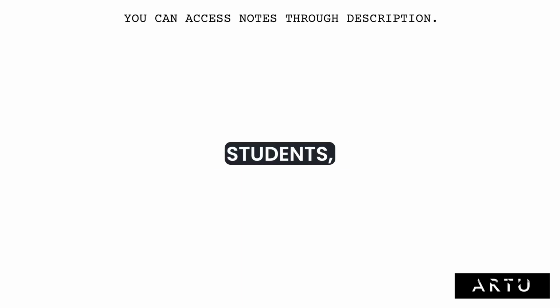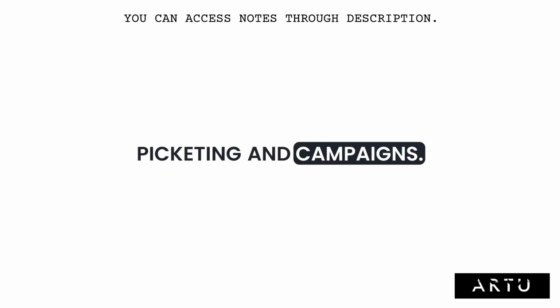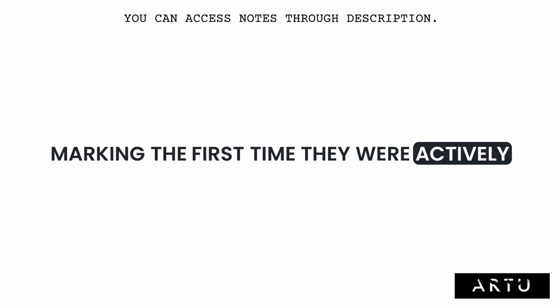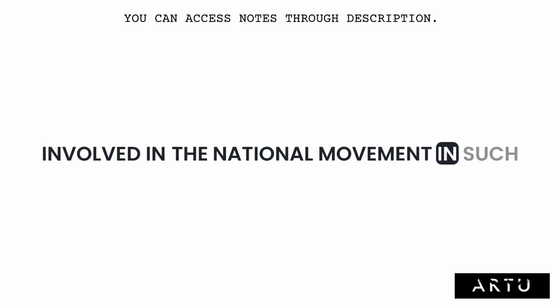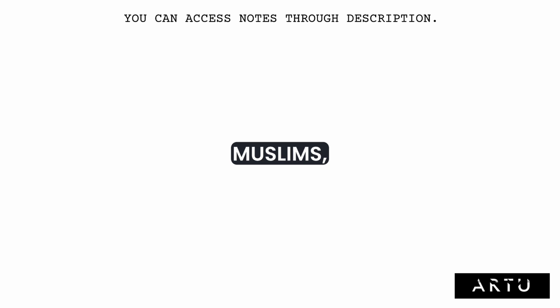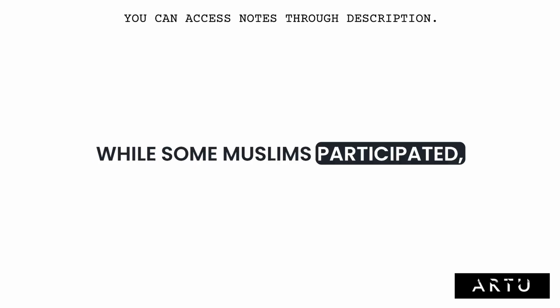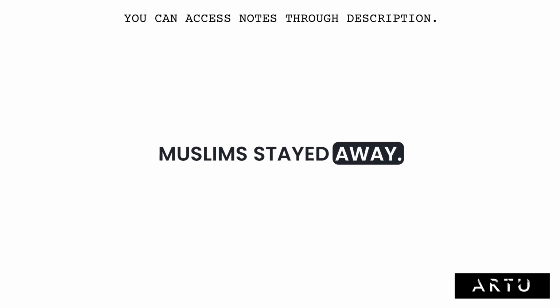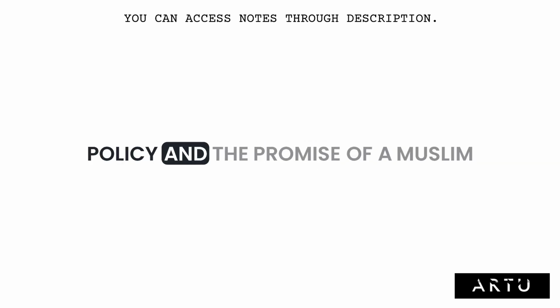Participants. Students, highly active in protests, picketing, and campaigns. Women participated in processions and picketing, marking the first time they were actively involved in the national movement in such large numbers. Muslims. While some Muslims participated, most of the upper and middle-class Muslims stayed away, influenced by the British divide and rule policy and the promise of a Muslim-majority province.